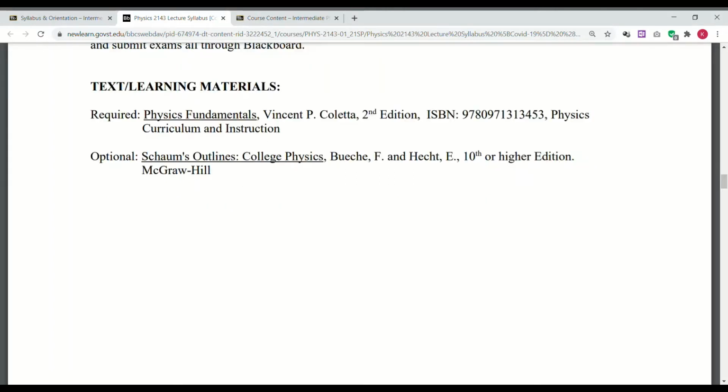Another thing I want to point out is that the reference here talks about this Coletti book. Technically, you can use any college physics textbook that you want, because they're pretty much all the same. You don't have to have Coletti's because I'm not taking any problems from that. I'm not going to reference this textbook. So any textbook you can find will probably do.